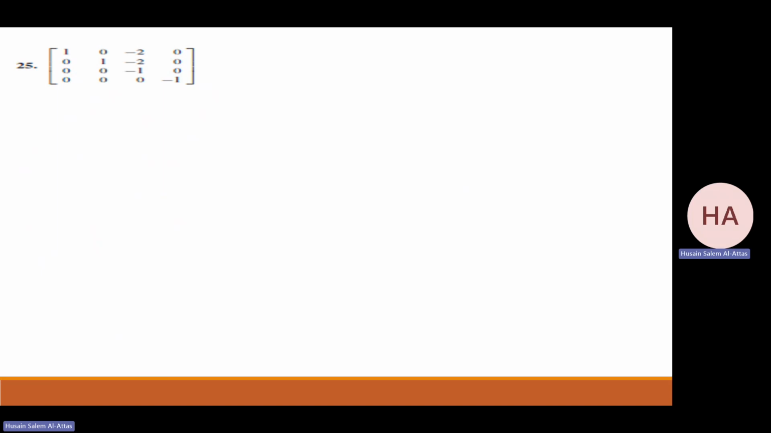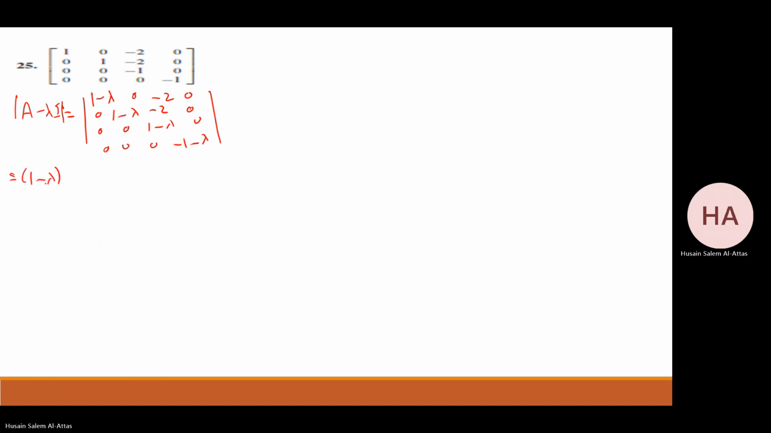But they are 4 by 4, but I think they will be quick. I have A minus lambda I. That will be what? 1 minus lambda, 0, minus 2, 0; 0, 1 minus lambda, minus 2, 0; 0, 0, 1 minus lambda, 0; 0, 0, 0, minus 1 minus lambda. So we'll take the first column, and the rest will come 1 minus... sorry, this is minus 1 minus lambda. Minus 1 minus lambda, minus 1 minus lambda. So it is what?